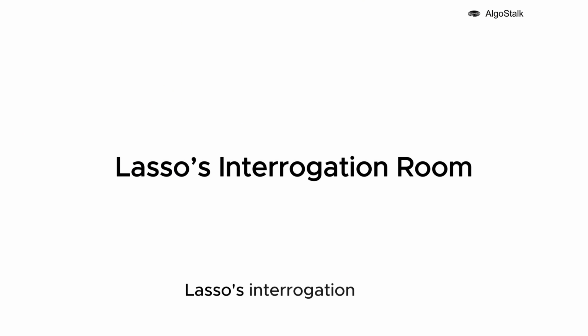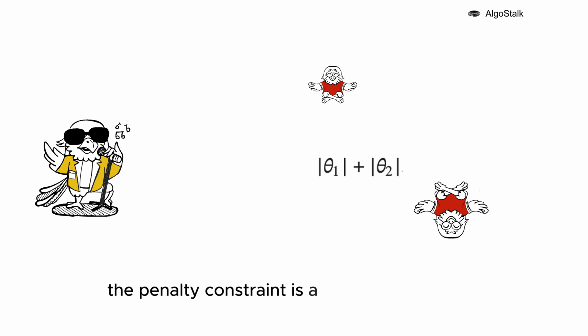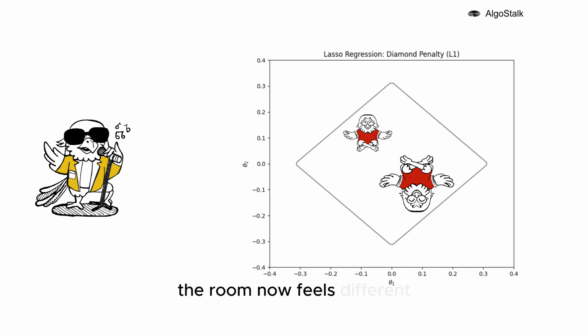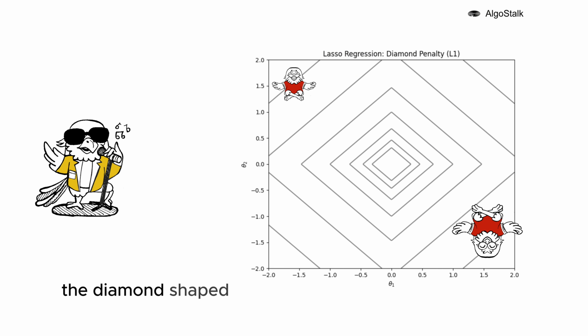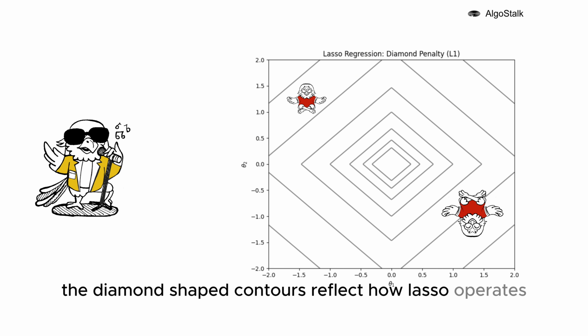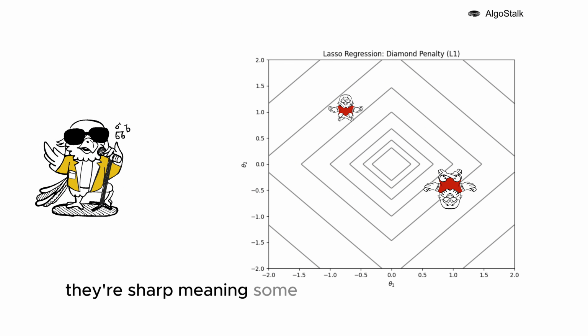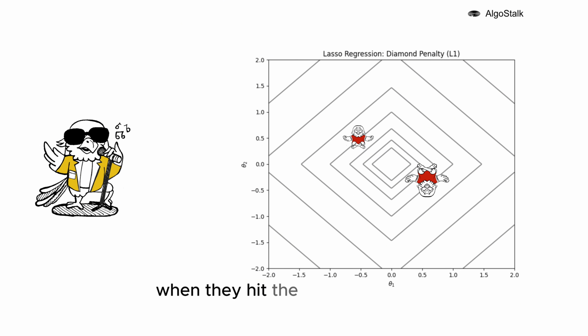Lasso's interrogation room. The penalty constraint is a diamond-like shape. The room now feels different. Sharp edges line the walls, shaped like a diamond. The diamond-shaped contours reflect how Lasso operates. They're sharp, meaning some coefficients get zeroed out when they hit the axis.